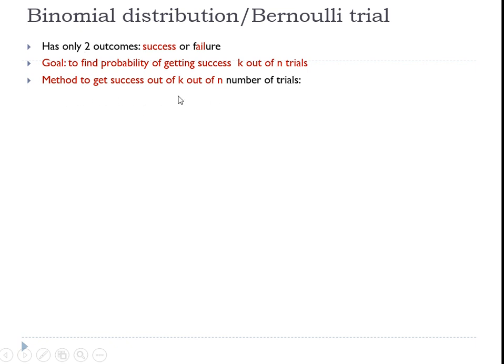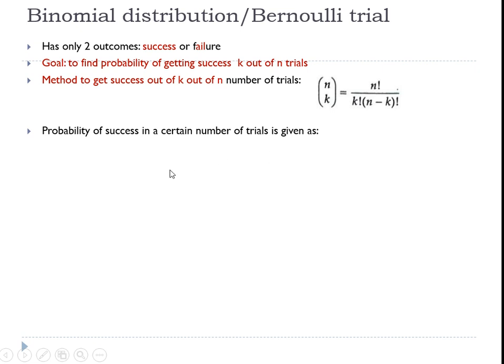So what is the method? The method to get k successes out of n trials is n factorial divided by k factorial into n minus k factorial, where n is the total number of trials, k is the number of successes in n, and the number of failures will obviously be n minus k. So the probability of success in a certain number of trials is like this: p to the power of k into 1 minus p to the power of n minus k. Naturally, right? Because k is the successes, n minus k is the failures.